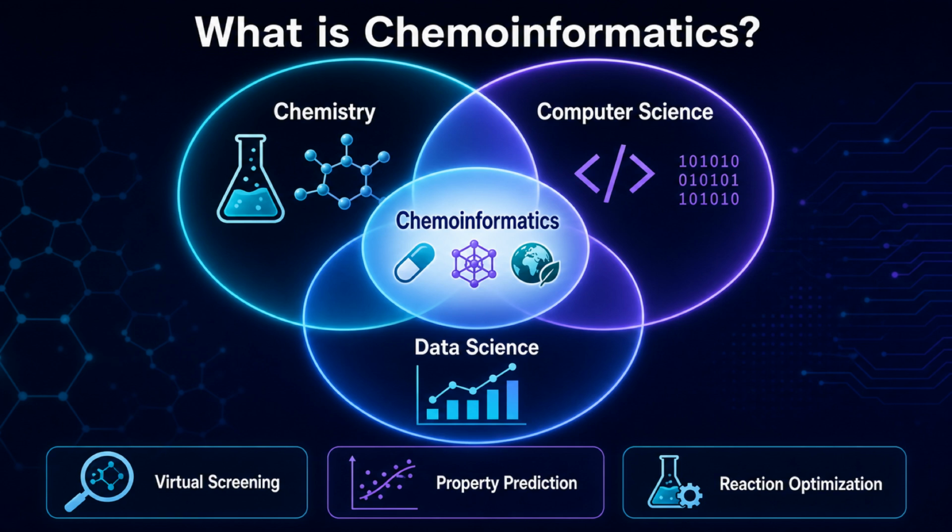Chemoinformatics sits at the intersection of chemistry, computer science, and data science. It's the discipline of using computational methods to solve chemical problems. The field emerged in the pharmaceutical industry, where researchers needed to manage and analyze millions of chemical compounds. Today, chemoinformatics powers drug discovery through virtual screening, materials science through property prediction, and environmental science through toxicity assessment. Think of it as giving computers the ability to understand chemistry the way chemists do.